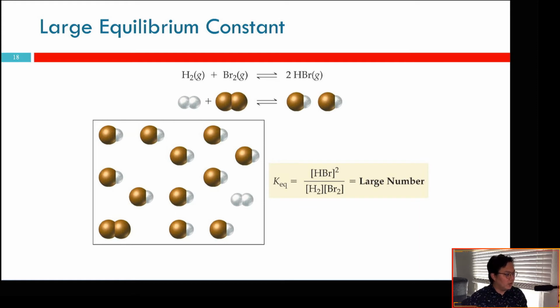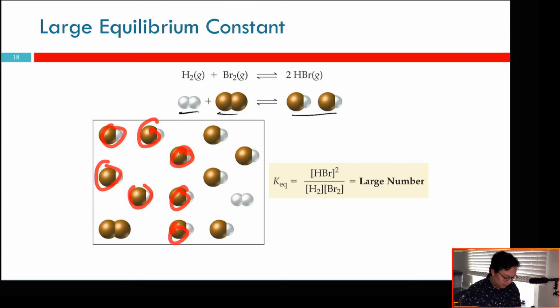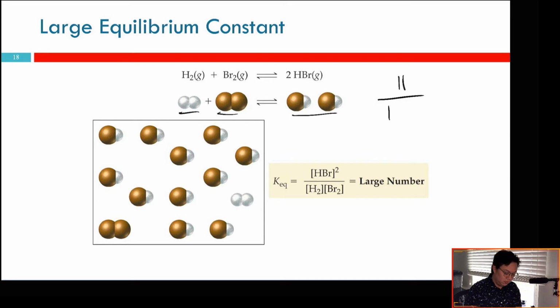So we have a large equilibrium constant. We can look at this and see that we're taking our hydrogen, combining it with bromine to make 2 hydrobromic acids. And if we count these, there's, how many? 1, 2, 3, 4, 5, 6, 7, 8, 9, 10, 11 hydrobromic acids. So there's 11 hydrobromic acids, and then we have 1 H2, 1 hydrogen, and 1 bromine. So multiply those together, and then this is squared.